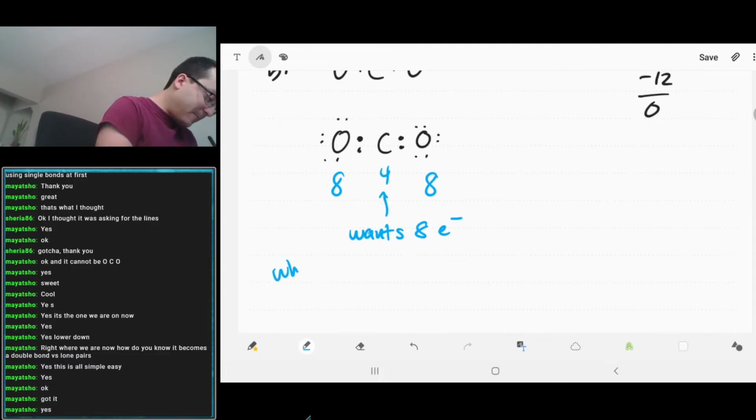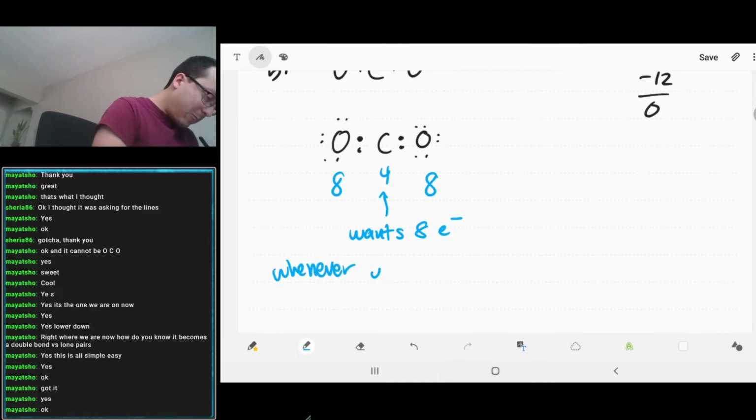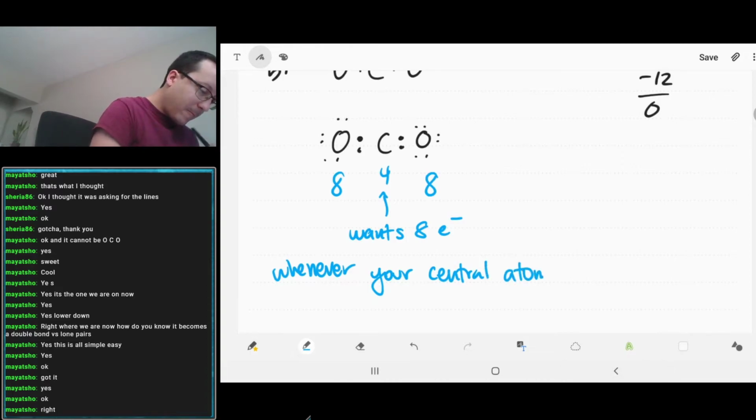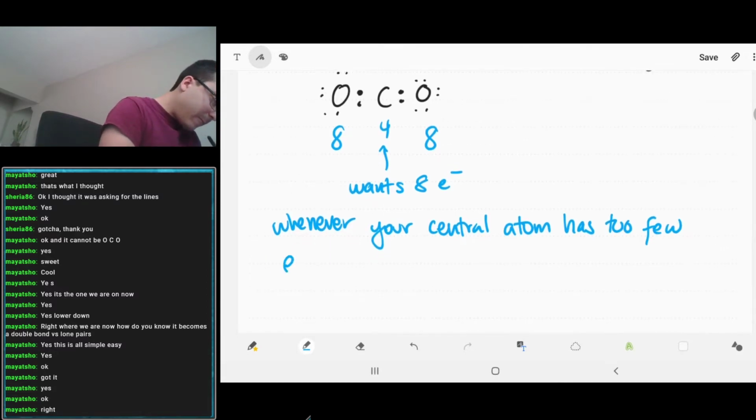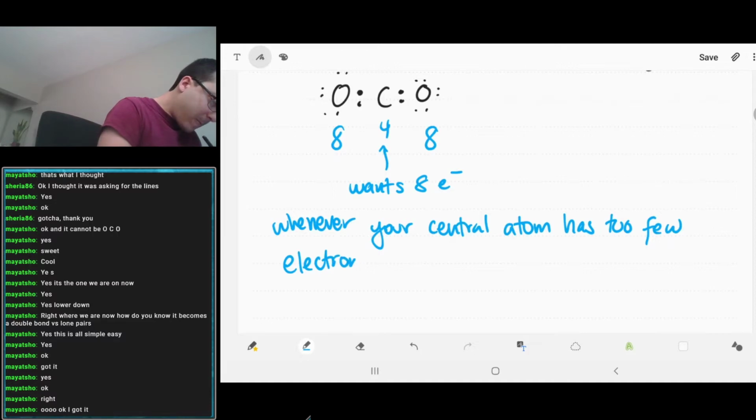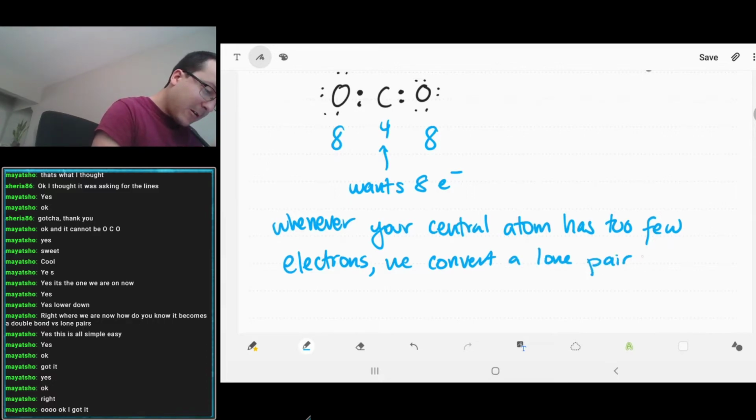So whenever your central atom has too few electrons, we convert a lone pair on an outer atom into a double bond.